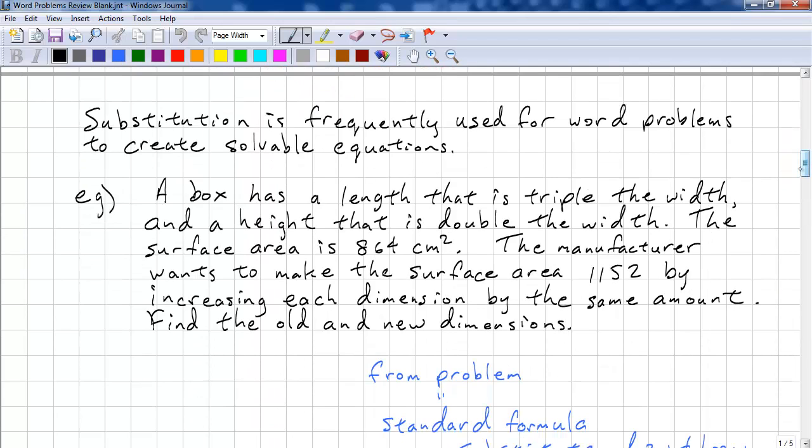Substitution is frequently used for word problems to create solvable equations. You need to turn the words and sentences into equations, otherwise you won't be able to solve or you'll solve the wrong problem. Here's an example.